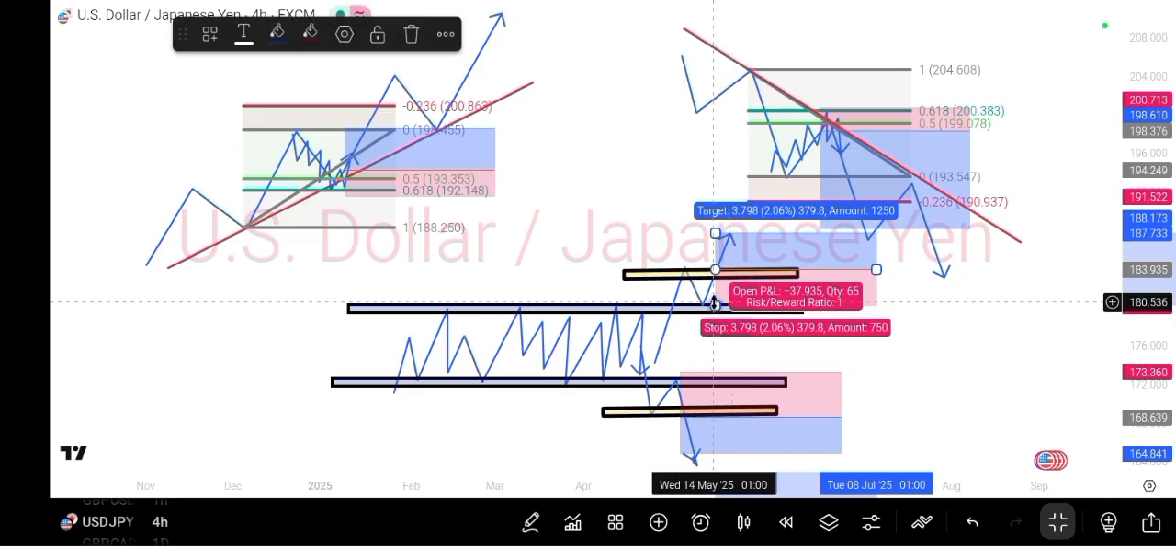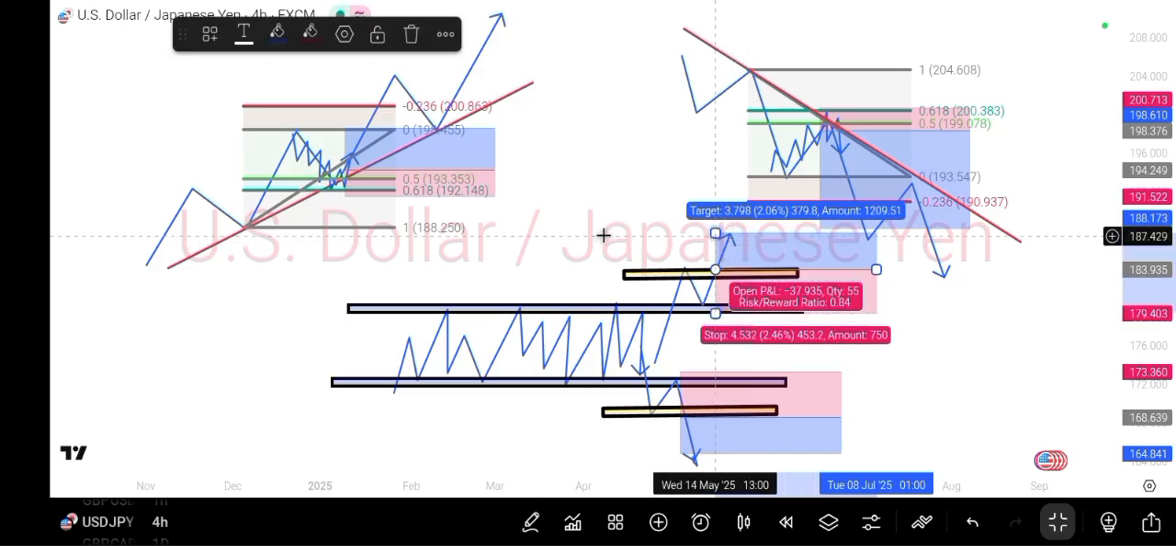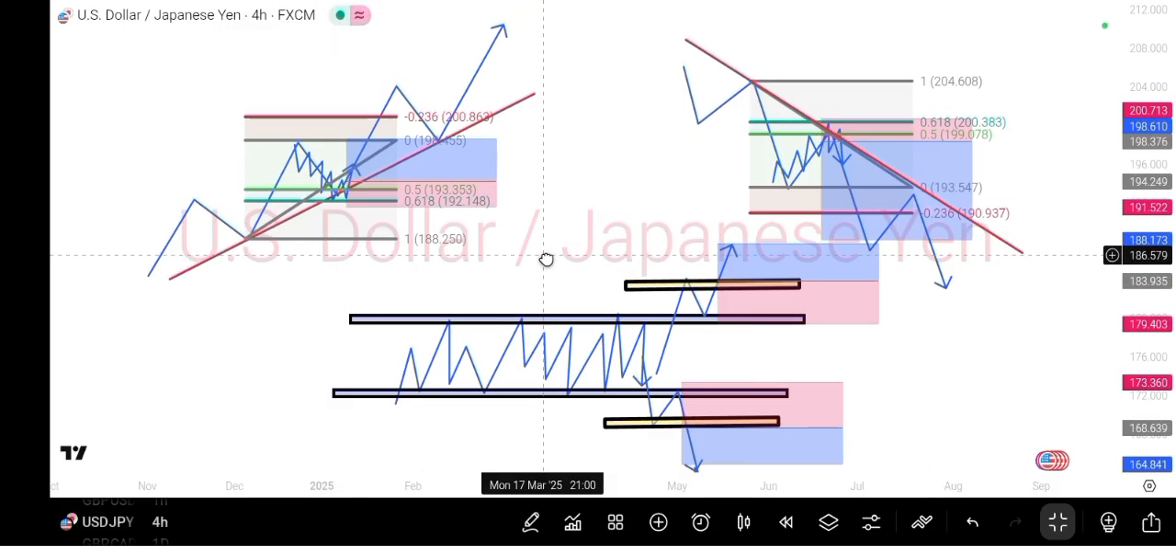Just like so. Then stop loss below the retracement. Then you target subsequent key levels looking at your left, the past histories. So this is how you approach it.